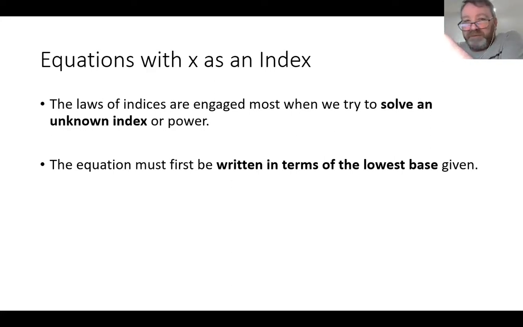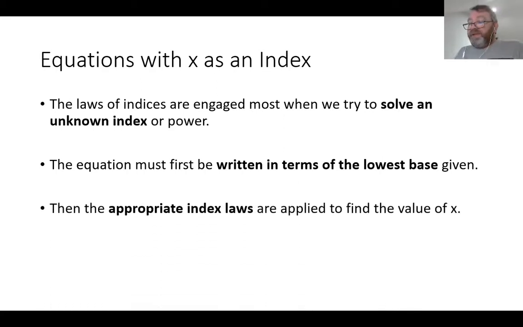I'd look at all the bases I have, see which one is the lowest, and then ask myself, how do I change the others that are of a higher base to the lower base? Usually, say for example, if the lowest base is 2, the other bases might be something like 8 or 16 or 32 or 64, something that can be written as the lowest base to some power. Then the appropriate index laws are applied.